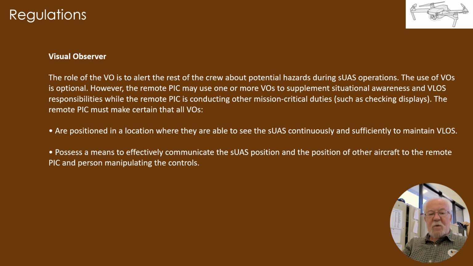Visual observer, just a quick note about that. They must be in a position where they're able to see the UAS sufficiently to maintain visual line of sight. This is a situation where you can't see it, like on the other side of the building or the other side of the trees. You must have a visual observer who has that aircraft in sight, and they have to be able to communicate with you, with a radio or cell phone or whatever, to tell you, I've got it in sight, there's a bird over there, or there's an airplane coming, you've got to get down low.